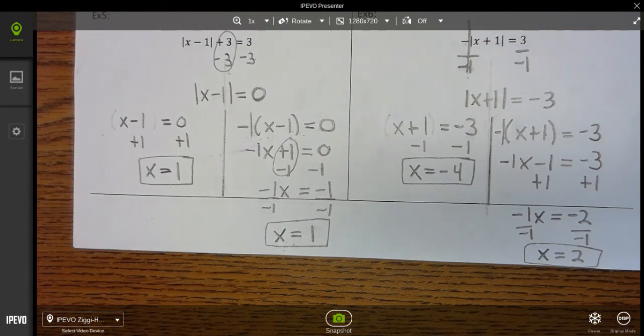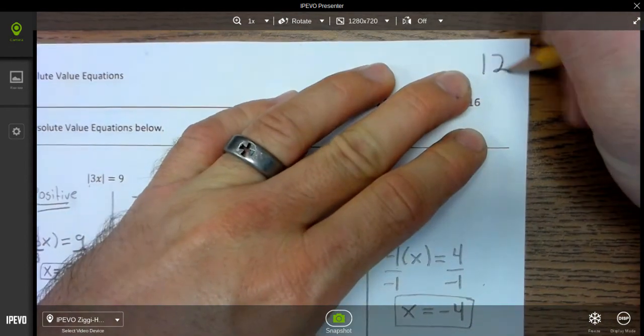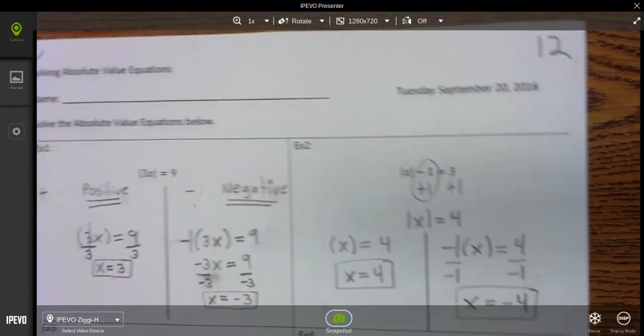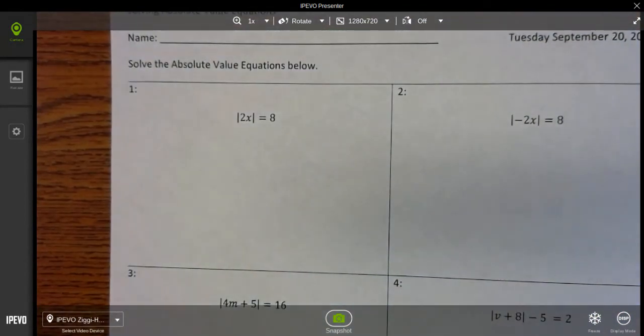All right, now that concludes the examples. Remember, this is on page 12, so there are going to be 2 page 12s. So put a 12 here, tear that page off, hole punch it, and put it in your journal.